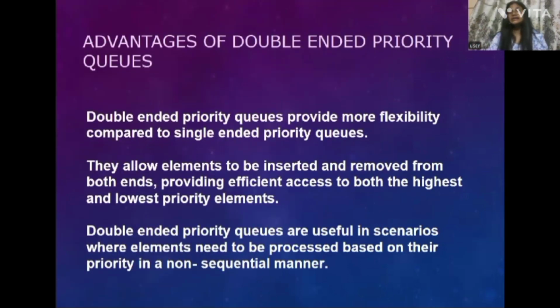Advantages of double-ended priority queues. Double-ended priority queues provide more flexibility compared to single-ended priority queues. They allow elements to be inserted and removed from both ends, providing efficient access to both the highest and lowest priority elements. Double-ended priority queues are useful in scenarios where elements need to be processed based on their priority in a non-sequential manner.